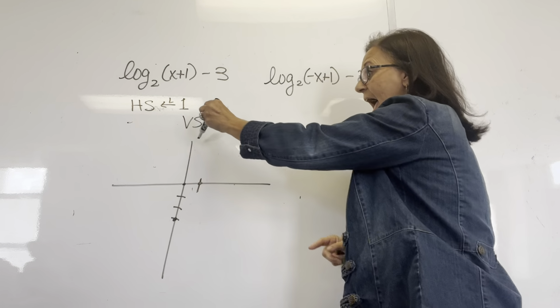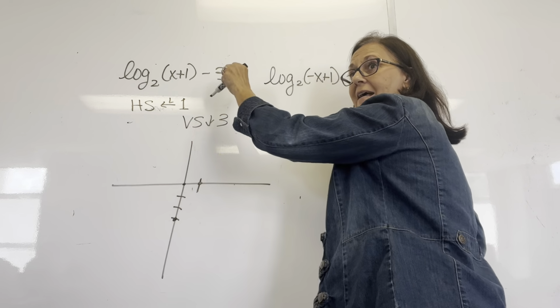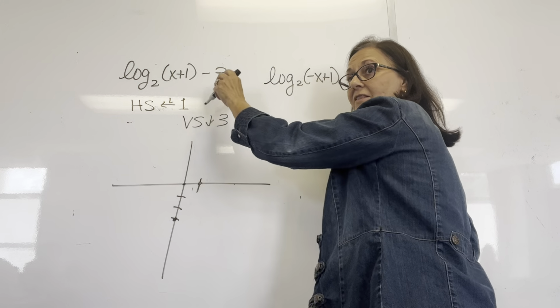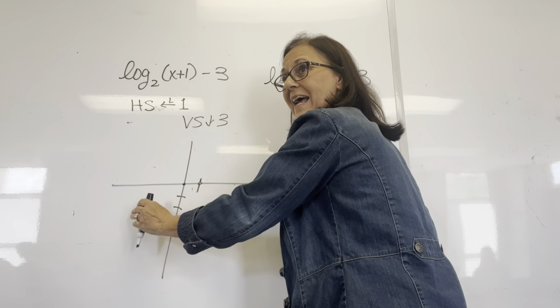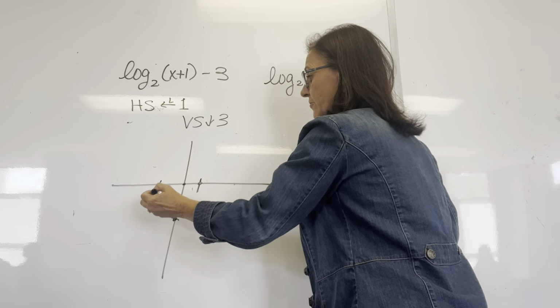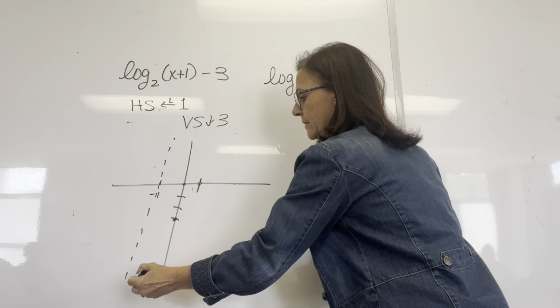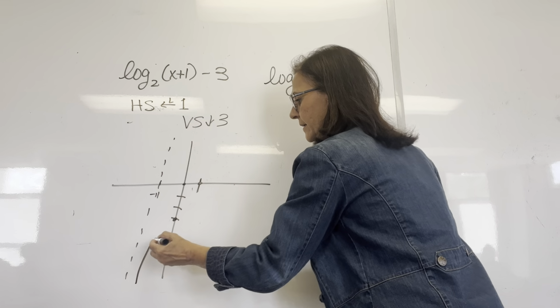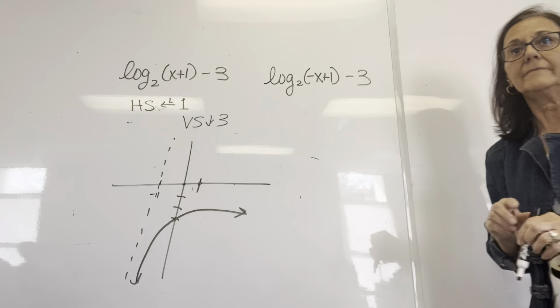So whereas we had a vertical asymptote at the y-axis, that vertical asymptote is moved back to x equals -1. Got it? So -1 is now our vertical asymptote, and it looks like this. Got it?